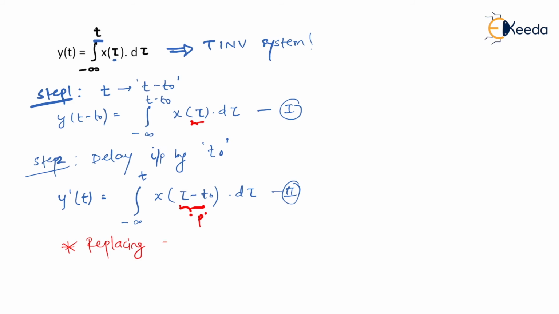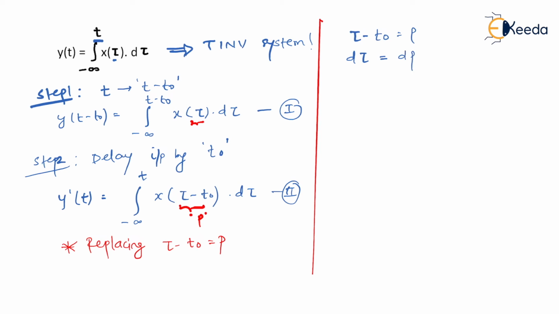Replacing tau minus t naught equal to p. So when I say tau minus t naught equal to p, then I can say that d tau equal to dp, because t naught is constant, therefore the derivative of t naught would be 0 only. So d tau equal to dp. Now you are going to replace this with p, okay? So d tau will become dp, right? But then you will have to check the lower limit and upper limit also.